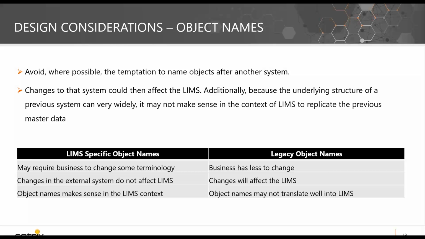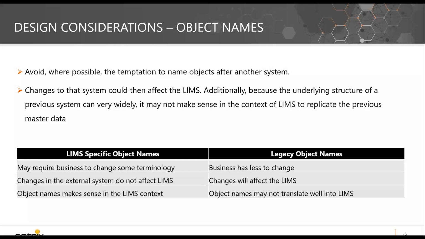And then when it comes to object naming, very often what I've seen happen is that companies tend to want to recreate whatever structure existed in a legacy system in a case where systems are being migrated from an old system into a new LIMS. So changes to the old system could then have second and third order effects on the LIMS. And because the underlying structure of a previous system can vary pretty widely, it usually doesn't make sense in the context of a LIMS to replicate the previous data.